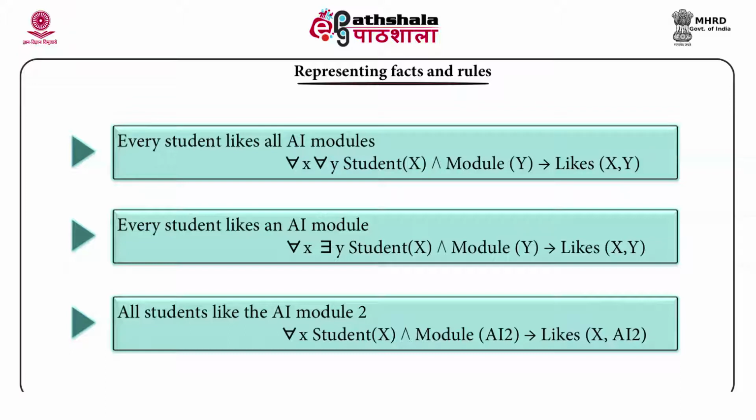Case number 3, every student likes module number 13 or module number 5 or whatever. So, in this case, the last one, for all x, you can see that there is no quantifier needed for the module. It says that for all x, student x and module AI2. Now, AI2 is a constant value. Okay, and likes x AI2.